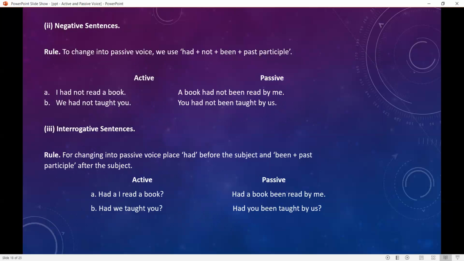Children, here under active, the first example, ignore A there. The sentence is, had I read a book? Hope you have understood.